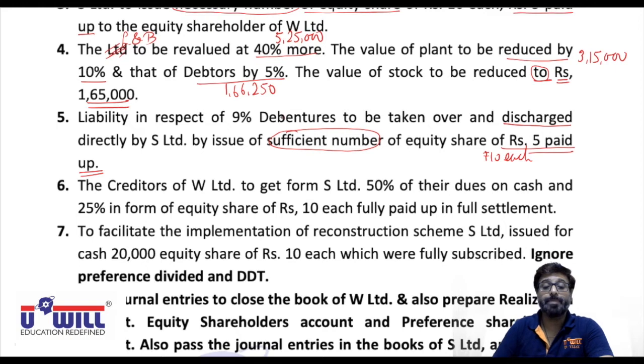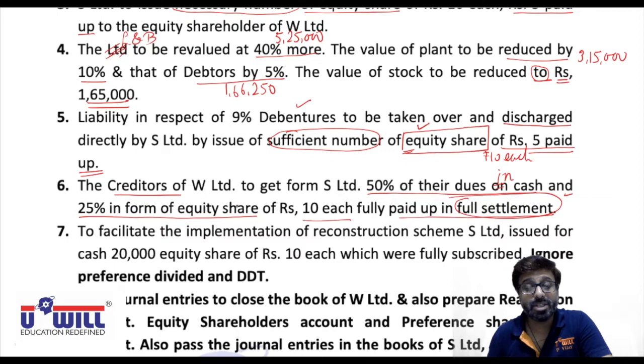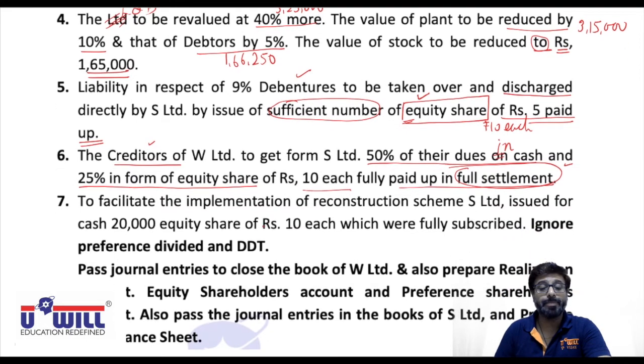One more thing to be noted. Debentures are settled by issuing equity shares and not debentures. Okay, debenture holders are settled but by issuing equity shares and not debentures. The creditors of W Limited to get from S Limited 50% of their dues in cash, and 25% in the form of equity shares of 10 each fully paid up in full settlement. So that we'll see how much is the agreed value of creditors by making a working.